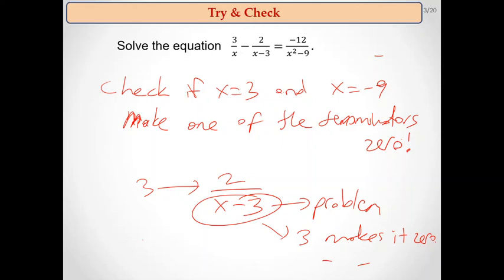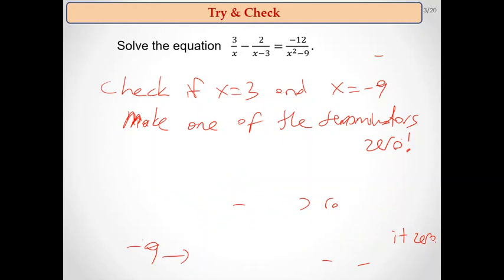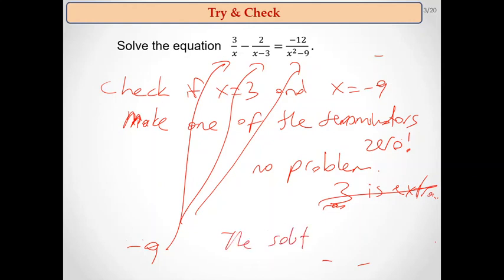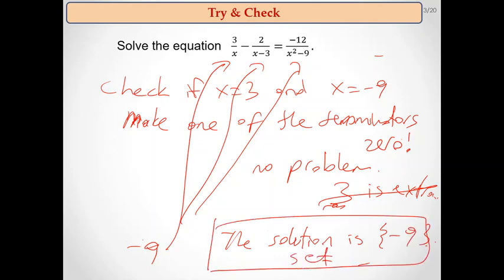And then minus 9. Okay, minus 9 doesn't make any problem here and here, and here no problem. So we say 3 is a fake solution, is extraneous. So the only solution is only 9. The solution set is only 9. Okay, sorry for this. I was in a hurry.